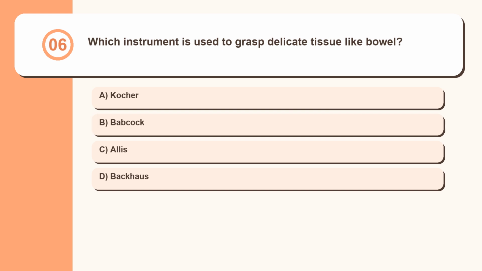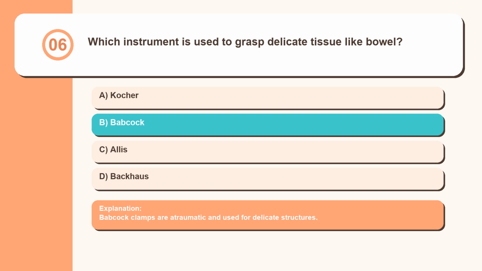Question 6. Which instrument is used to grasp delicate tissue like bowel? Coker, Babcock, Allis, Backhaus. Babcock clamps are atraumatic and used for delicate structures.